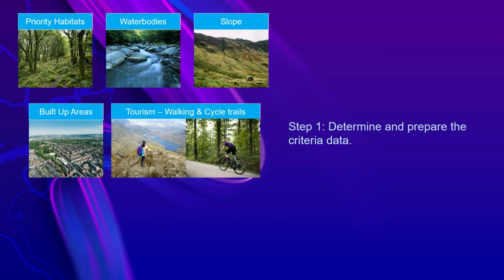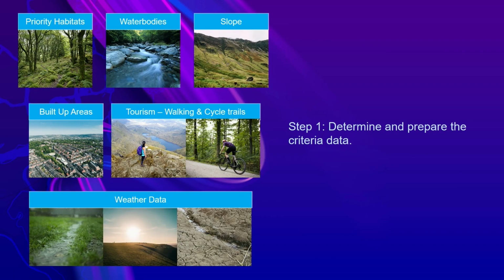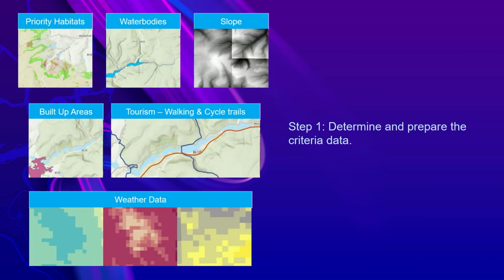Secondly, we've considered human activities, in this case, built-up areas, and using walking and cycling routes as a proxy for tourism. These areas can be at higher risk of wildfire due to the improper disposal of barbecues and cigarettes. And finally, for this example, we've considered meteorological factors, such as rainfall, drought, and temperature. Ultimately, the fundamental task here is to source the relevant geospatial data, of which many here are from the ArcGIS Living Atlas and our premium partner data offerings.